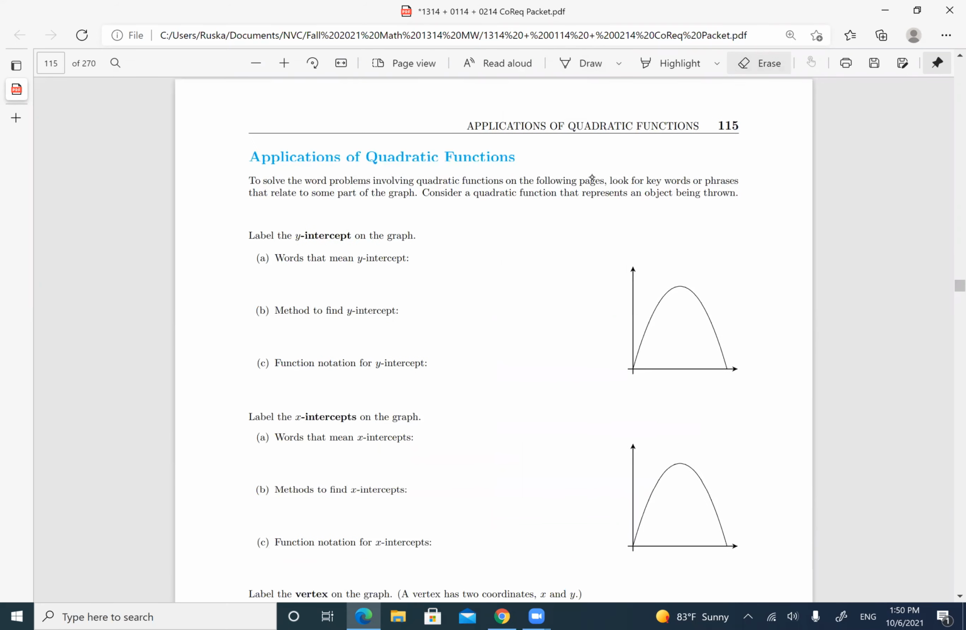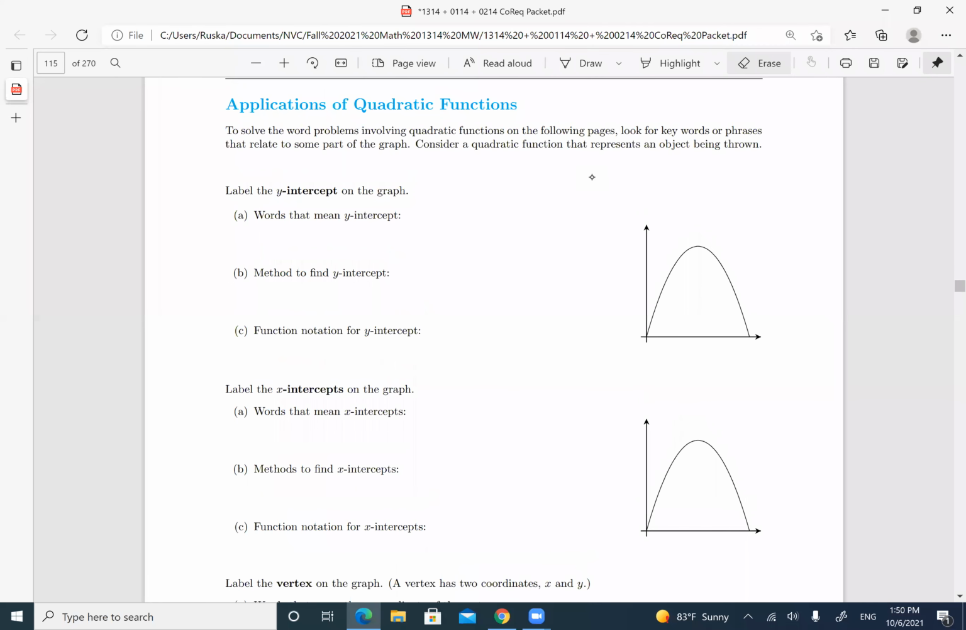Okay, so the next one is actually solving some applications. 115 to 118 is the one where we're going to solve applications.